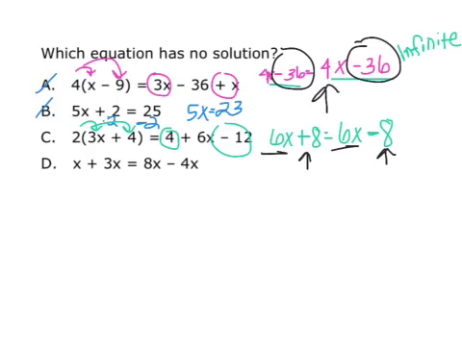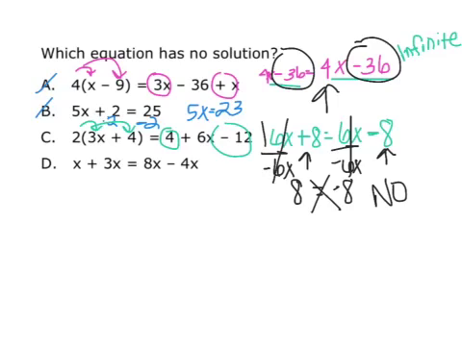This equation right here is said to have no solution. Because let's say I wanted to get rid of the 6x. Let's say I got rid of it from this side, which means I would have to get rid of it from this side. 6x minus 6x is 0. I'm left with a positive 8. 6x minus 6x is 0. I'm left with a negative 8. Positive 8 will never equal negative 8. So this equation has no solutions. So C is our correct answer.